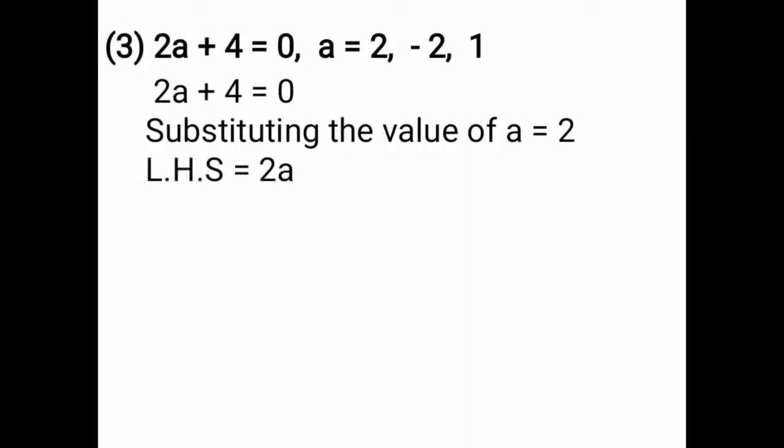Left side is equal to 2a plus 4. That is equal to 2 multiplied by 2 plus 4. I have substituted the value of a is equal to 2. 2a means 2 multiplied by 2. And then plus 4 you have to write as it is. First you have to multiply and then you have to add.